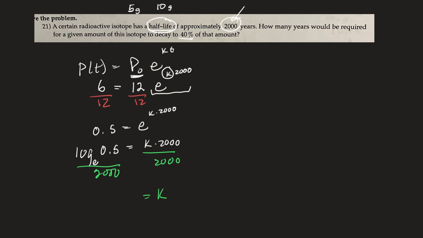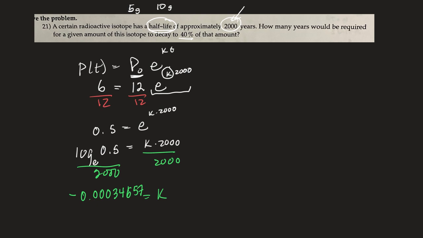So log base e, remember, is ln. So I've got to go down to ln. Where's my ln? Right there. Of 0.5, close my bracket, divided by 2,000. So my k value is negative, and that makes sense because it's decreasing. It's negative 0.00034657. Okay, so that's my k value.